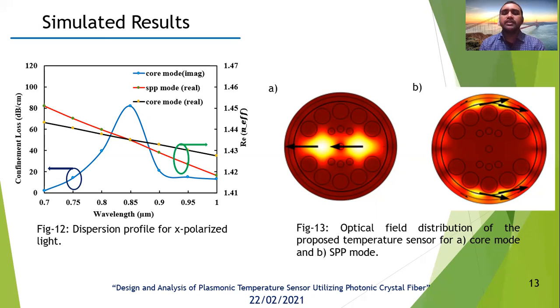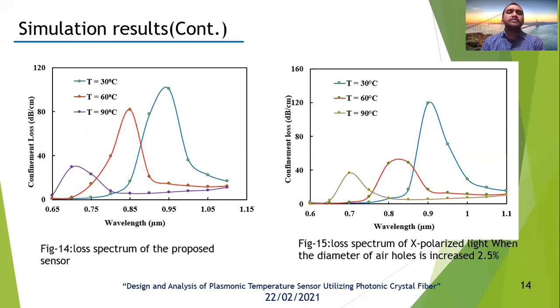And figure 13 shows the optical field distribution of the proposed temperature sensor for core mode and SP mode. Figure 14 is the loss spectrum of the proposed sensor. We simulated this result at 30 degrees Celsius, 60 degrees Celsius, and 90 degrees Celsius. Figure 15 is the loss spectrum when the diameter of the air hole is increased by 2.5%. Here also the simulation is performed at 30, 60, and 90 degrees Celsius.